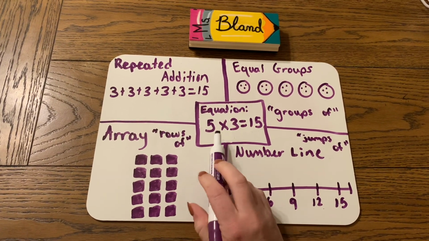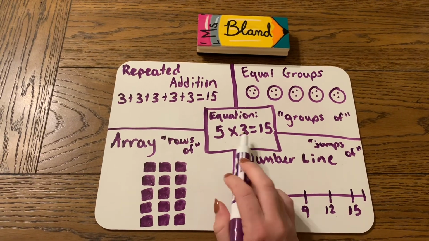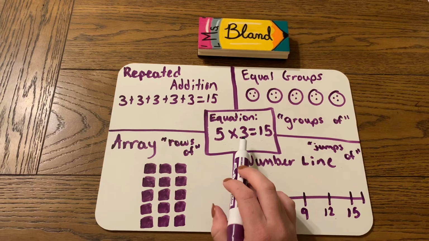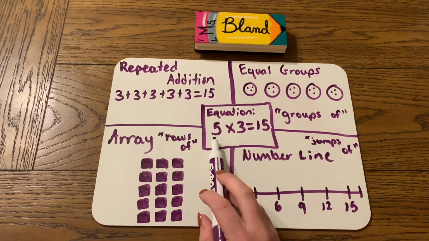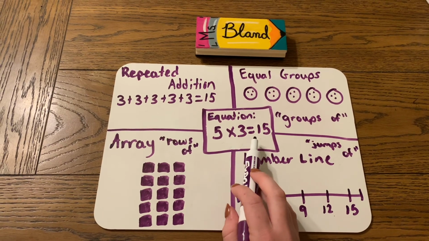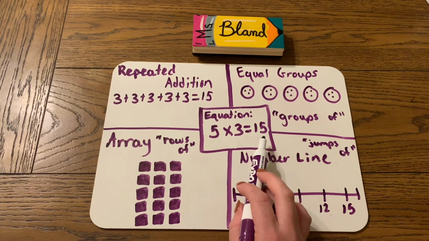So our equation that I have is 5 times 3 equals 15. 5 and 3 are called the factors, and 15 is what we would call the product. So factor times factor equals product. So again, 5 and 3 are the factors, 15 is the product.